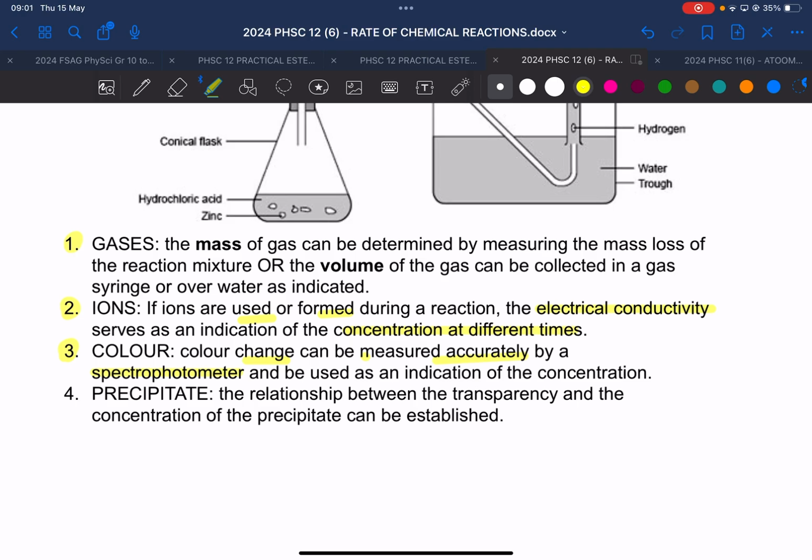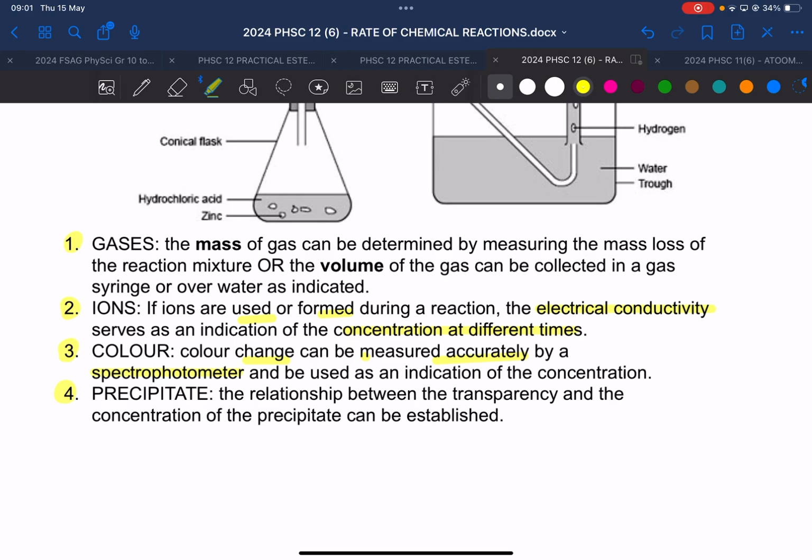Anyway, so you get a certain appliance where it measures the brightness or the concentration of a certain color. But I do not have an example of that thing in the lab. That can be used as an indication of the concentration. So this meter measures the concentration of a color over time. Or you can look at a precipitate.